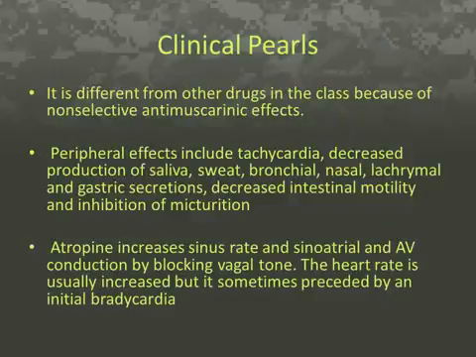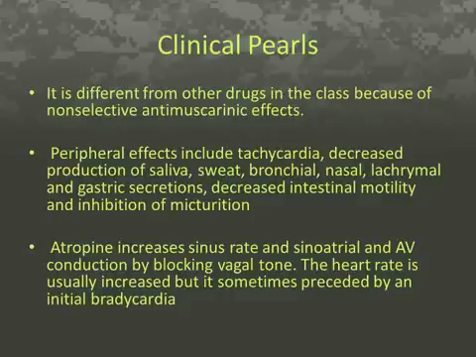Clinical aspects of atropine include the following. It is different from other drugs in the class because of its non-selective antimuscarinic effects. Peripheral effects of atropine include tachycardia, decreased production of saliva and sweat, bronchial, nasal, lacrimal, and gastric secretions, decreased intestinal motility, and inhibition of micturition.